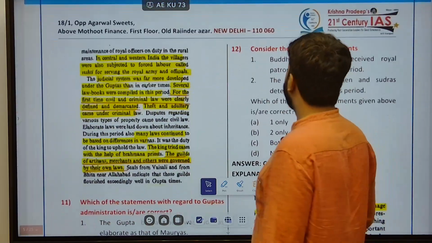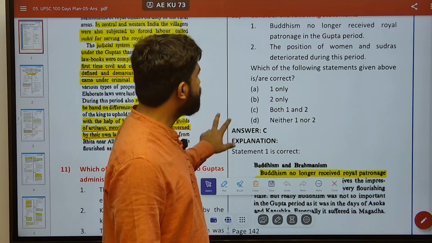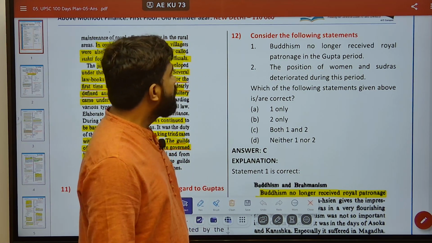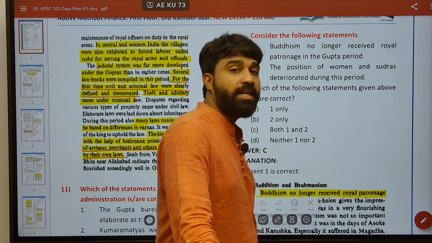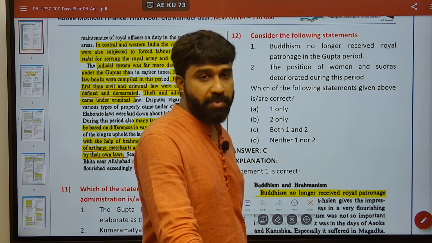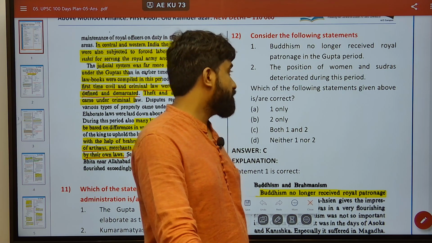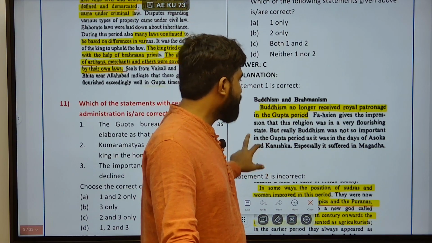Next, 12th question, consider the following statement. Buddhism no longer received royal patronage in the Gupta period. That is true. "No longer received" means it received less patronage from the Gupta times, as mentioned by Fahian in his chronicles. That is also important. The position of women and Sudras deteriorated during this period.